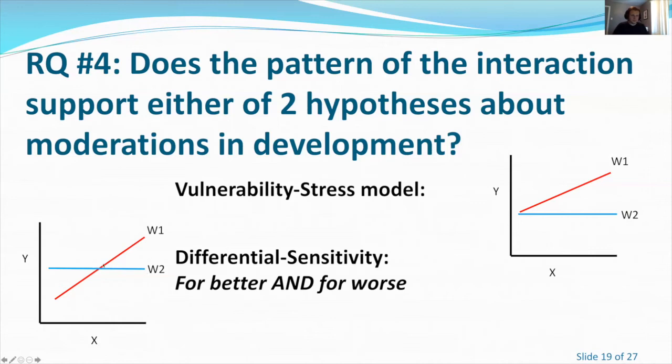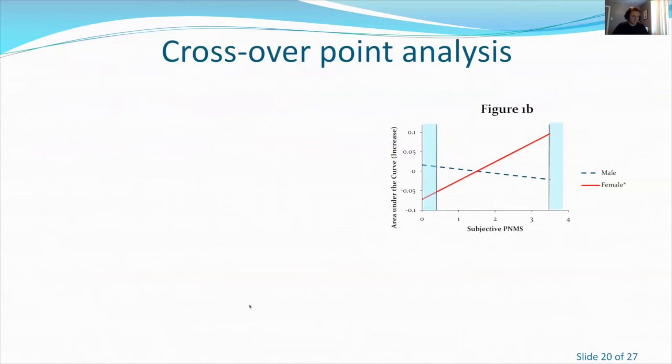So it's all very well and good to see your results and look at the graph, and sometimes it's really obvious that something is reflecting or supporting a vulnerability stress model or supporting a differential sensitivity model. But even better would be to do a statistical test to see if your data support one or the other of these models. So this brings us to the crossover point analyses. First of all, I'll explain to you a bit what it is, and then I'll explain to you how to use it.